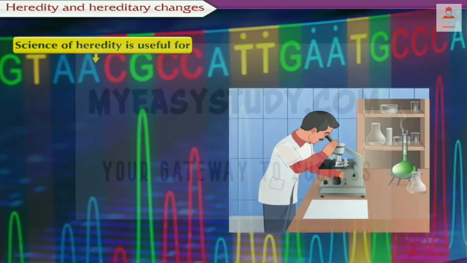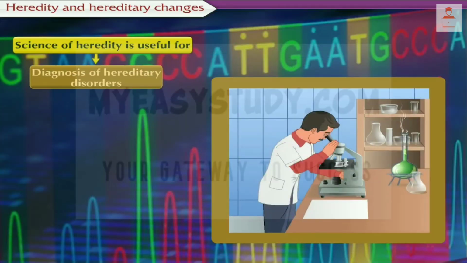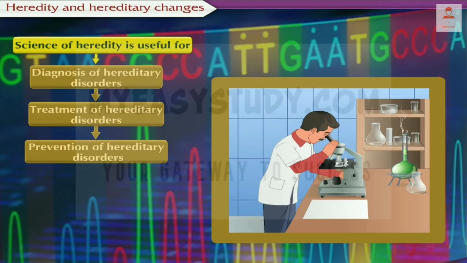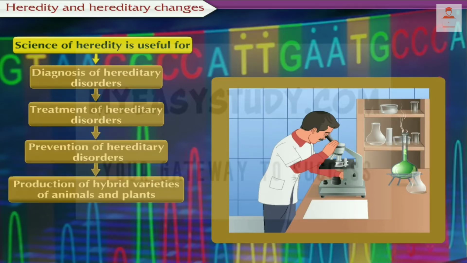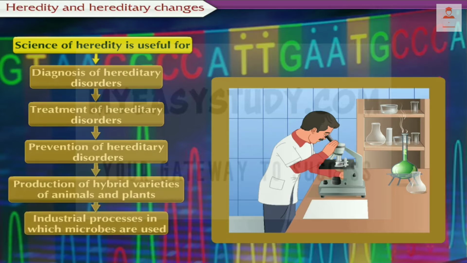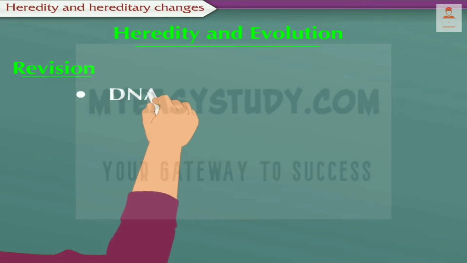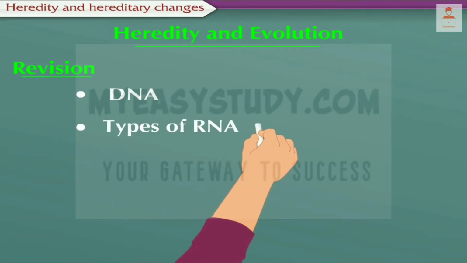The science of heredity is useful for diagnosis, treatment, and prevention of hereditary disorders, production of hybrid varieties of animals and plants, and in industrial processes in which microbes are used. To have a better understanding about the next part of the chapter, we need to quickly revise some points that we have studied about DNA and various types of RNA in our previous grade.